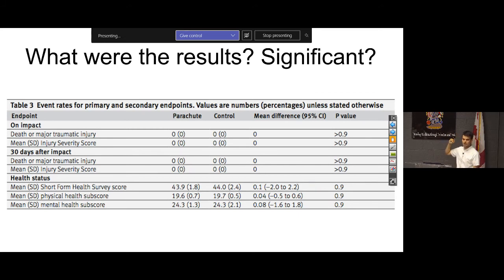What were the results and are they significant? So here we see a bunch of zeros. So no one got injured. No one had a traumatic injury through this. And the intervention was not statistically significant compared to control. So it did not outperform. The parachute did not outperform an empty backpack in this. So overall, pretty well done. And they have some 30-day outcomes and health status and things like that.